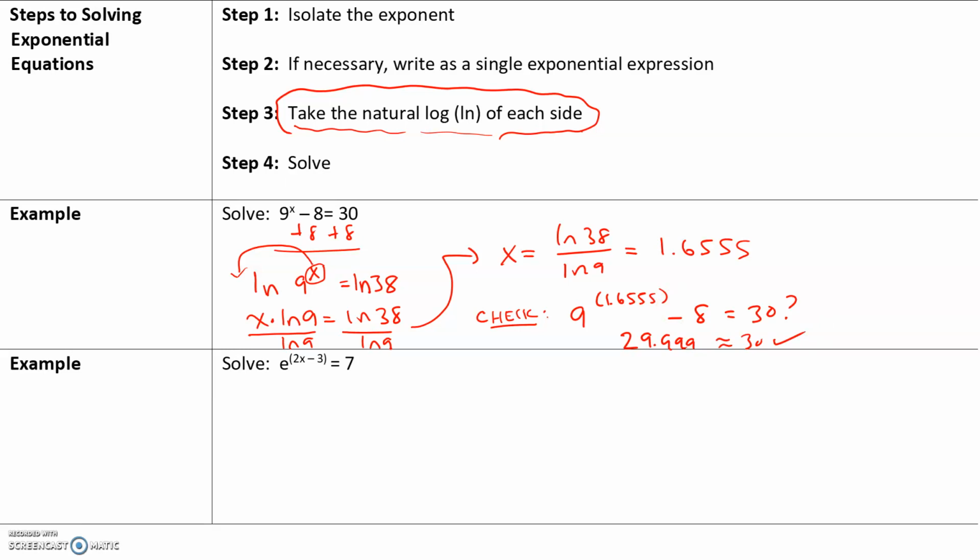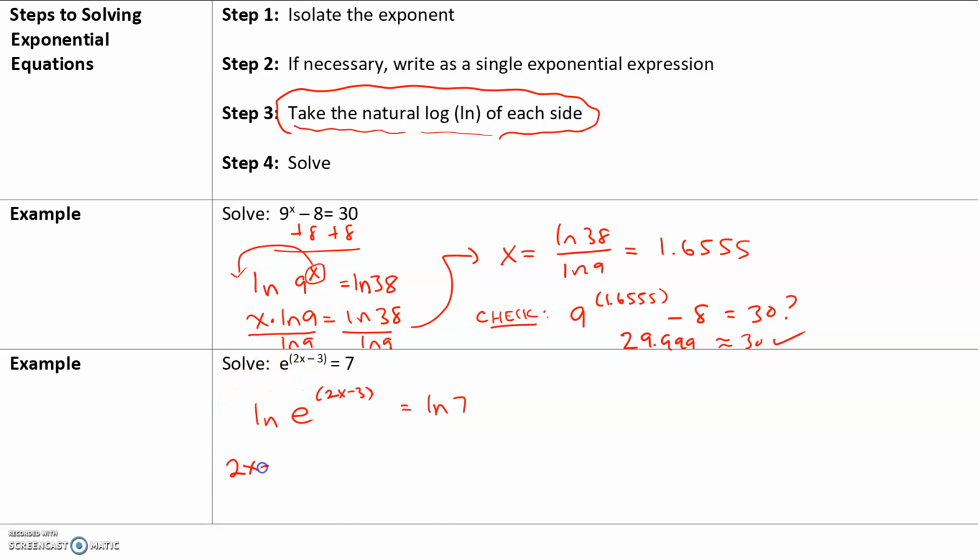Okay, next we have e to the 2x minus 3 is equal to 7. So let me rewrite that. e to the (2x minus 3) equals 7. Step 1, isolate the exponent, already isolated. If necessary, write as a single exponential expression, which we don't have to, it's already single. Now, step 3, we take the natural log of each side. And when we do that, the exponent is going to come to the front.